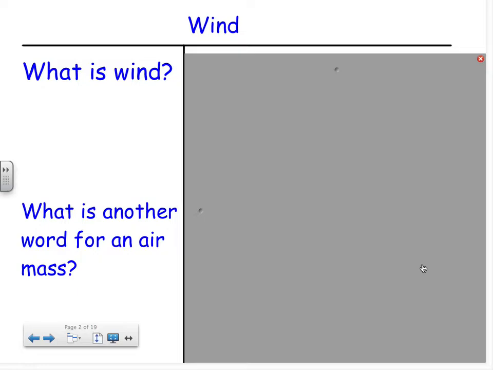All right, get ready to get your socks blown off because we're talking about wind. All right, so today's notes are on wind, and wind is everywhere, and it is pretty much air, isn't it?